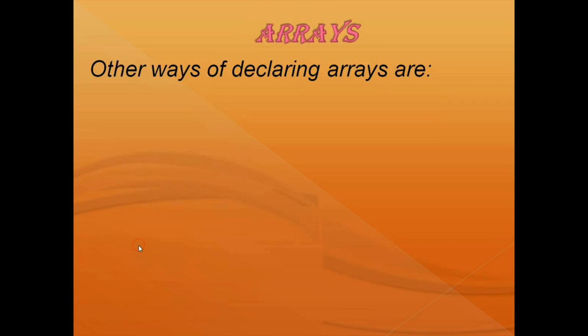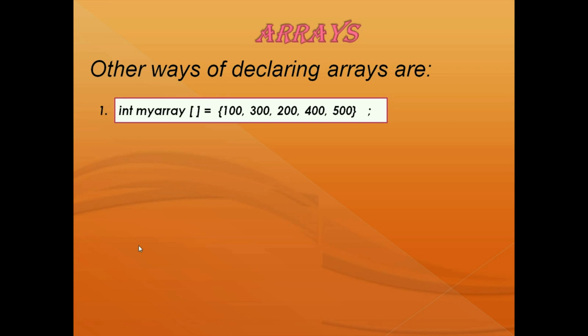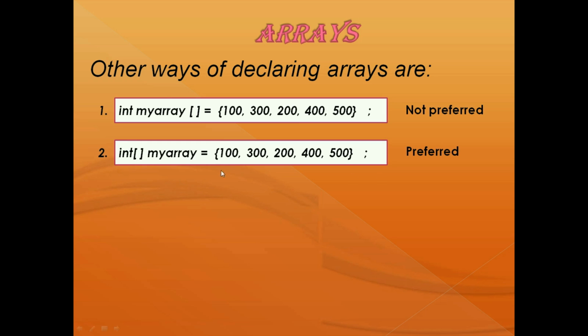There is another way of declaring an array, which is like this. You just use your data type and then the array name, then you give your square brackets, and then you can give the values of the array. This will also work fine, but it is not the preferred way of declaring an array. If we compile it, it will compile fine, it will not complain. The most basic and preferred way is the first one.